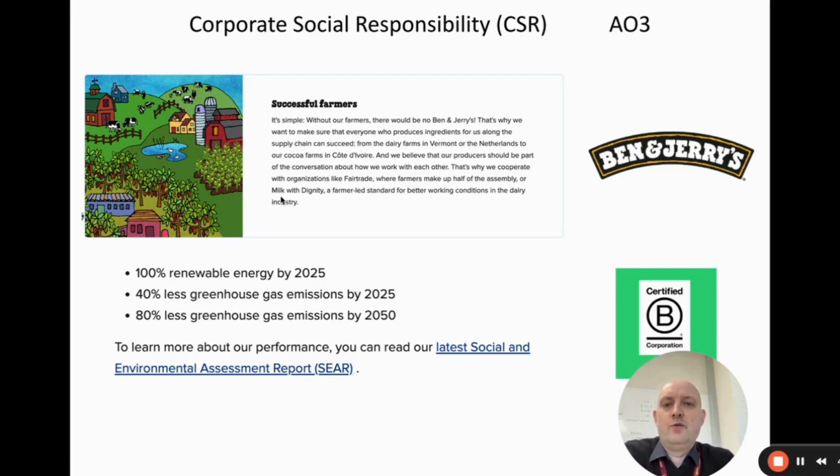But also this other thing called Milk with Dignity, which is a farmer-led standard for better working conditions in the dairy industry. So here they're prioritizing the rights of the suppliers to make sure that they're able to make a profit as well. Another thing they offer is environmental. They're promising they're going to be 100% renewable energy by 2025, and then 80% less greenhouse gas emissions by 2050. If you go to their website, you can see there's lots of other things they do. So it's a good example of CSR.